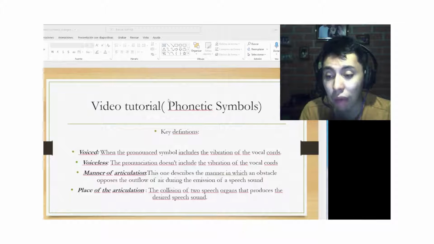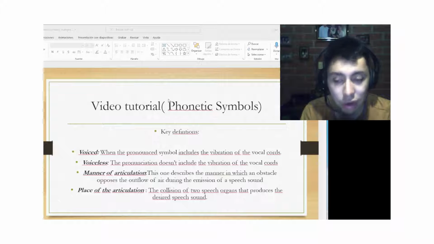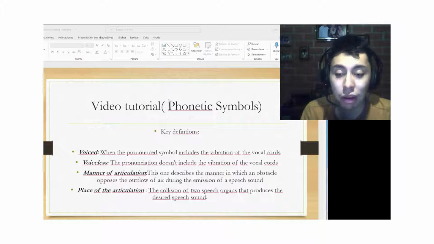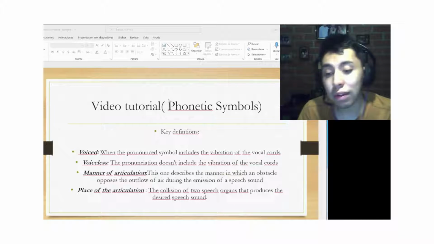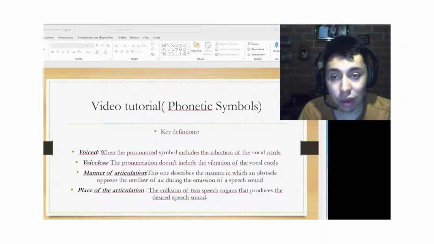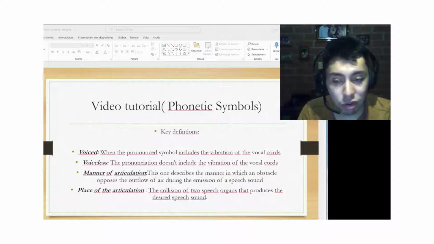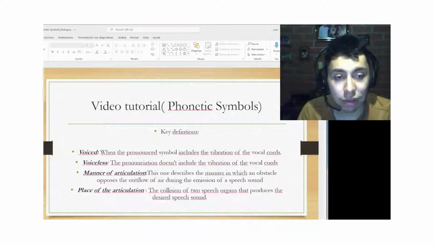Finally, we have the place of articulation. It's when the collision of two speech organs produces the desired speech sound. So having clarified all those key definitions, we are going to start pronouncing the phonetic symbols.